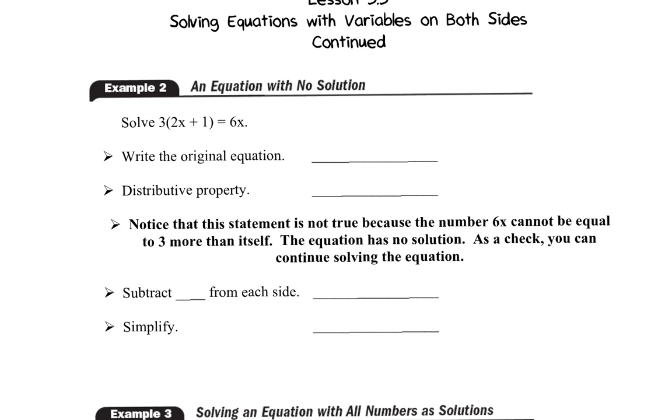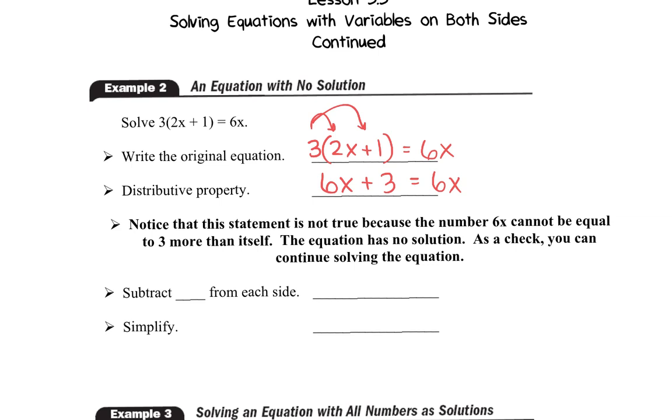So it asks us to begin by rewriting the equation. So we've got 3 and then in parentheses 2x plus 1 equals 6x. So when I distribute that 3, I do 3 times 2x and 3 times 1. So that gives me 6x plus 3 equals 6x. Now, ignore this bold statement for just a minute. We're going to come back to that in just a moment.